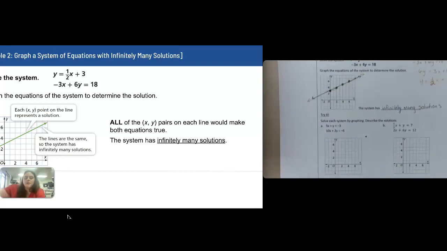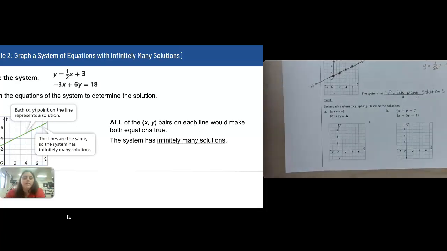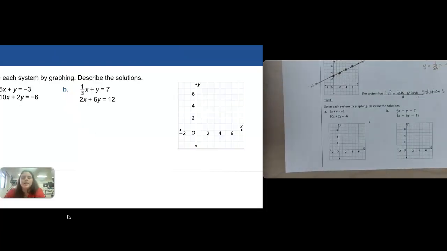You try the next two problems. Graph each pair of lines and then decide, is it a one solution, no solution, or infinitely many solutions.